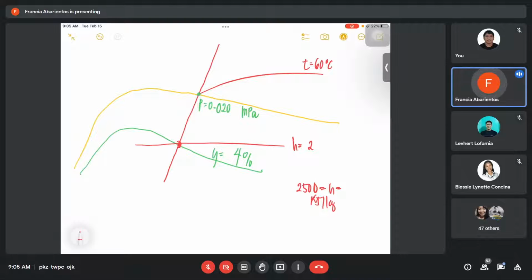Hindi siya lalagpas ng 2, 4, 6. Okay. So, hindi lalagpas sa 2,516 kilojoule per kilogram. Kasi, class, ginamitan ko ng ruler, 246. So, pwede dito, class, magpo-fall yung answer mo 2515 or 2517.